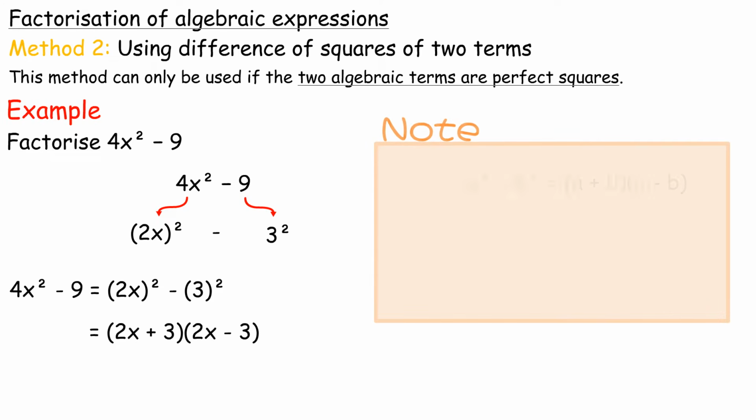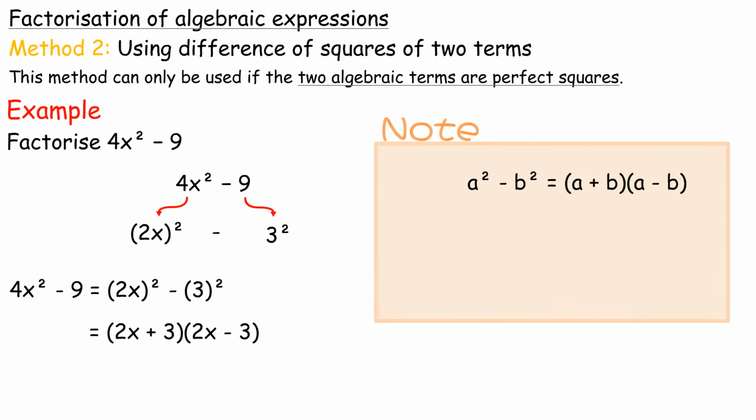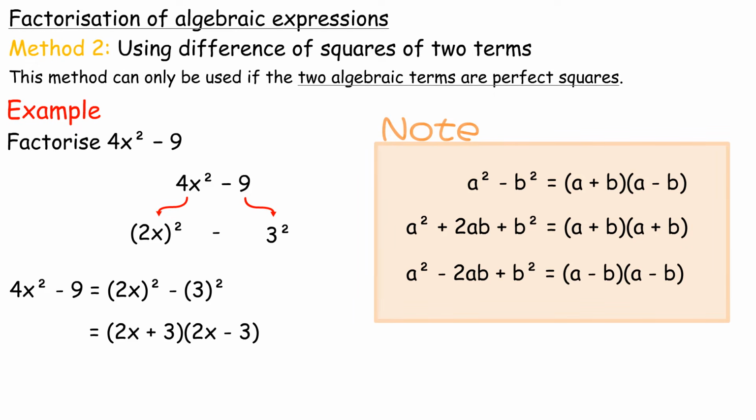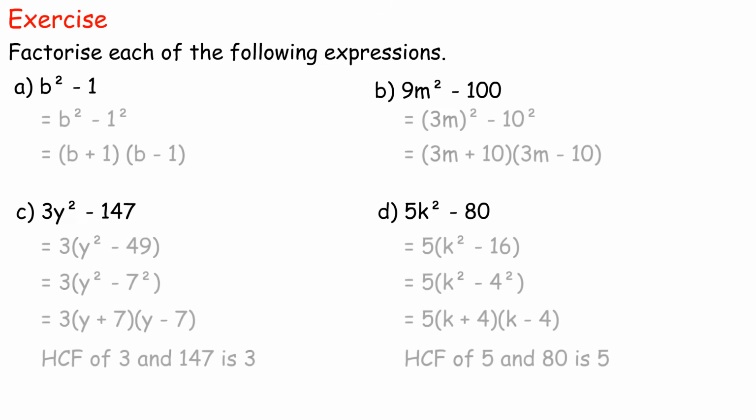Note that a squared minus b squared equals a plus b times a minus b. A squared plus 2ab plus b squared equals a plus b times a plus b. A squared minus 2ab plus b squared equals a minus b times a minus b. Exercise. Factorize each of the following expressions. The answer is as follows.